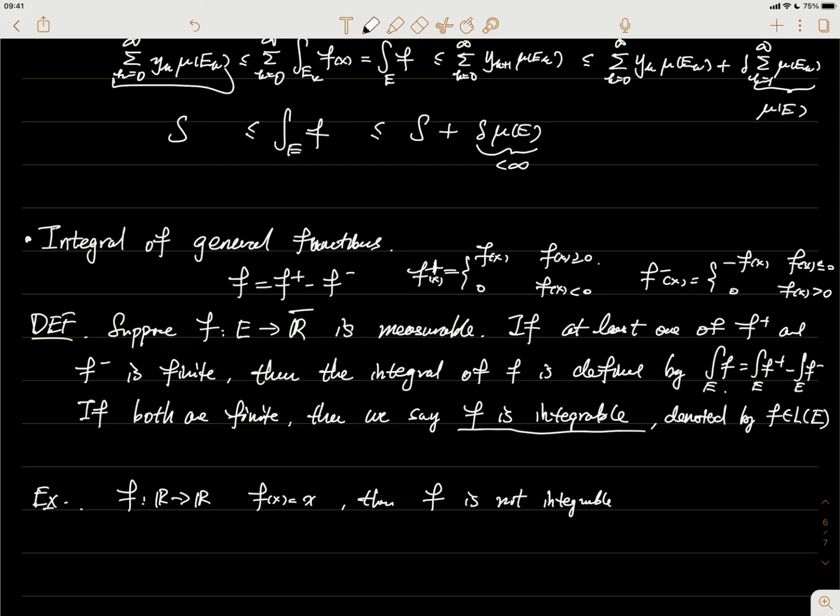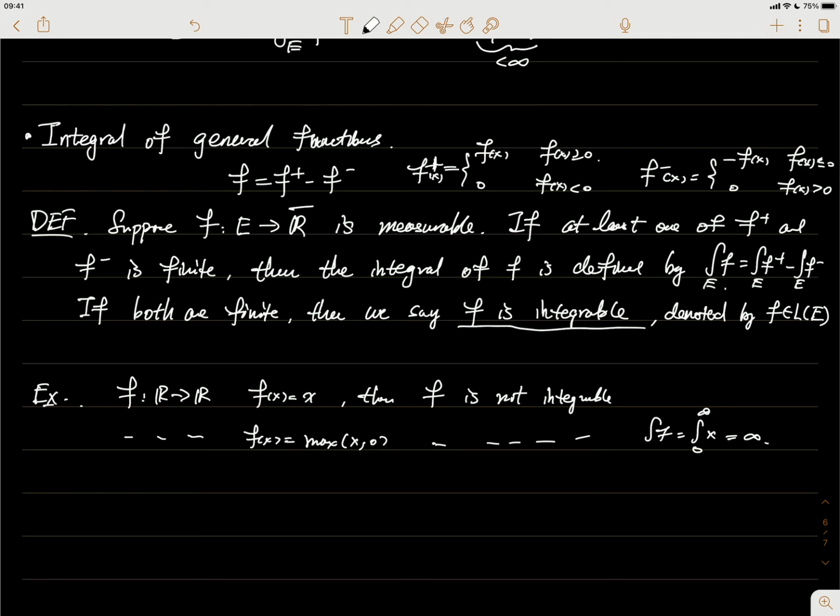And even if f(x) is just, say, the maximum of x and 0, then this is still not integrable, because the function is just equal to x from 0 to positive infinity, and the integral is still infinity. So this is not integrable either. So f is integrable if and only if both of those two functions are integrable.